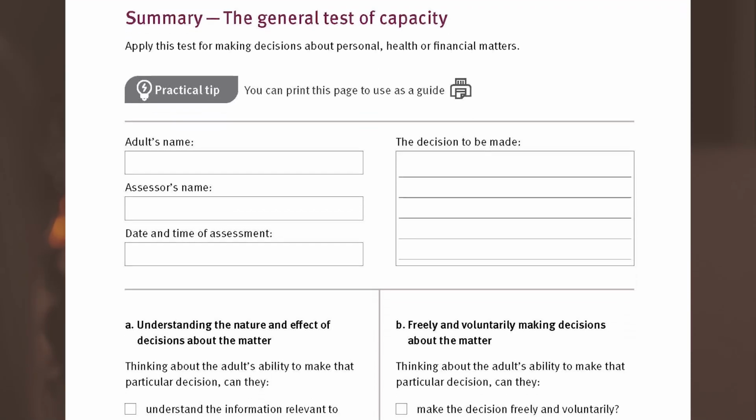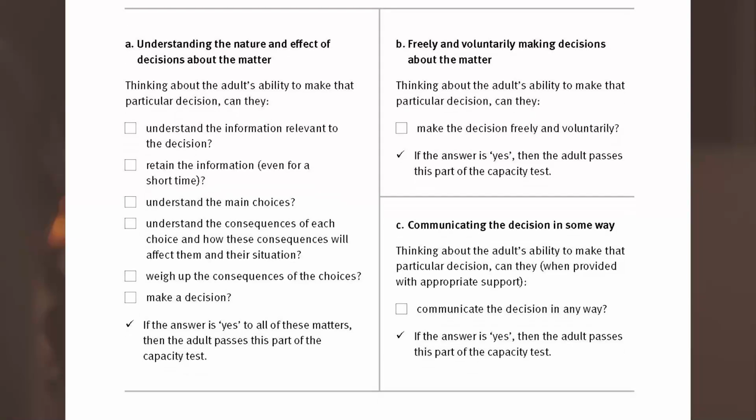And then unpacking all the different elements of the test of capacity, so understanding the nature and effect. So they outline what's involved in that, and cause the clinician and perhaps anyone else to go through what's involved in understanding the nature and effect, freely and voluntarily, communicating the decision.